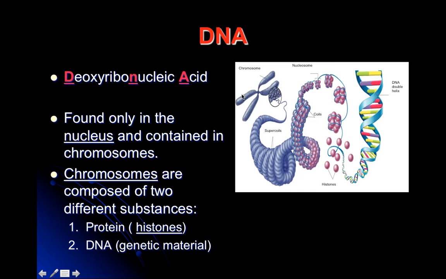So if you look at the picture to the right, you have your chromosomes, and they're tightly coiled and condensed. And then if you follow it over, here's your DNA double helix. So one strand, two strands, and here's the rungs of the ladder I was speaking of.